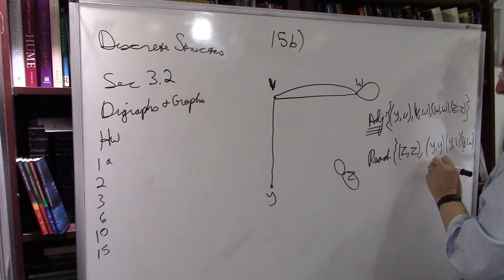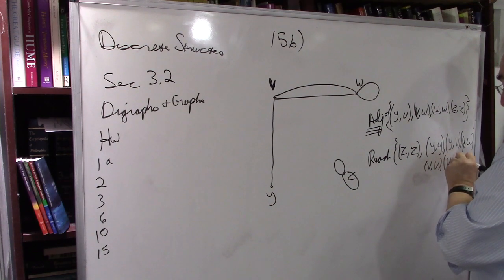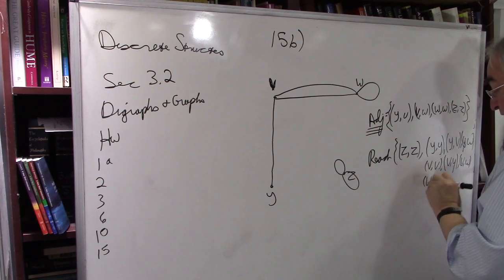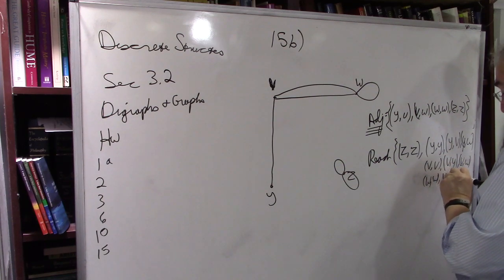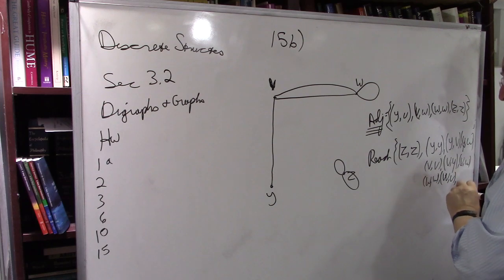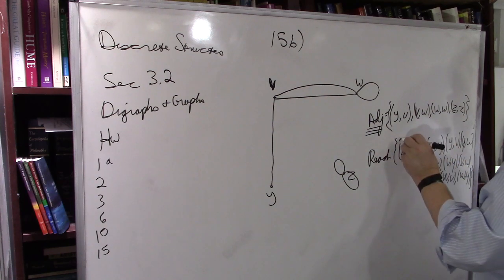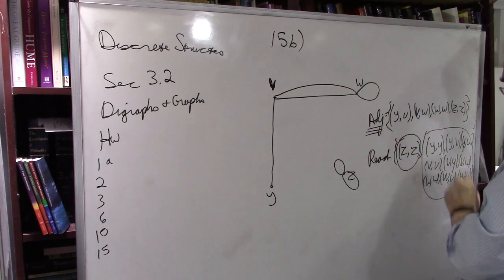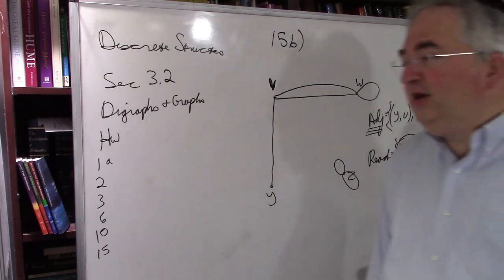Okay, let's do the next. Ready? V is related to V. V is related to Y. V is related to W. Now W. W is related to itself. W is reachable to V. And W is related to Y. The main point is, this is one part. All of these three things can get to the other part. That's the entire reachability relationship. Okay, that was pretty easy. Anyways, I hope you had a good time.